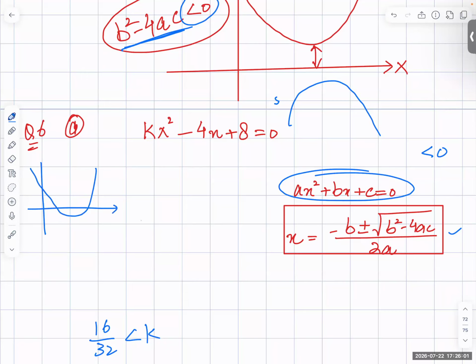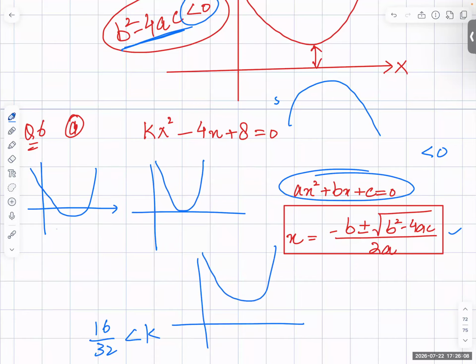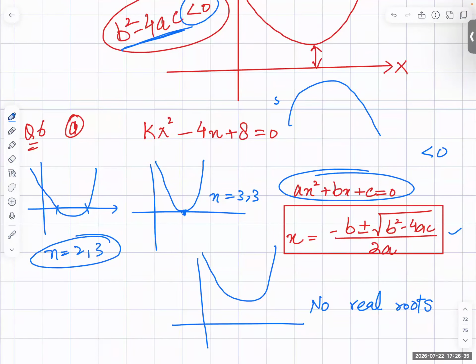Either you have this situation, or you have this situation, or we have this situation. Whenever we solve a quadratic equation, we may get two distinct roots. We may get a repeated root, or we used to say no real roots. These are three possibilities in your O levels while solving quadratic equations. Either we had two solutions, one repeated root, or no solution.